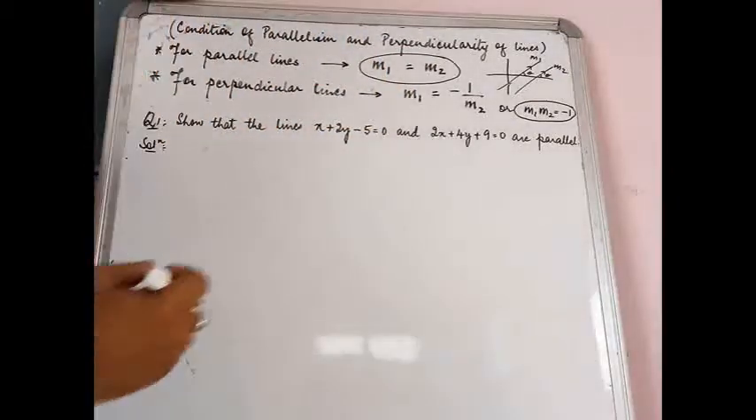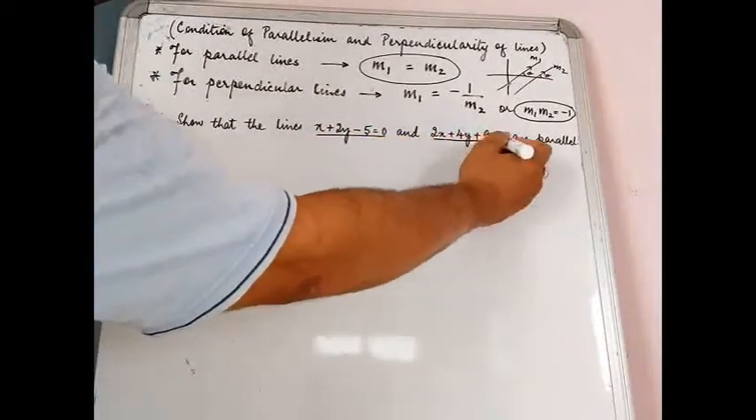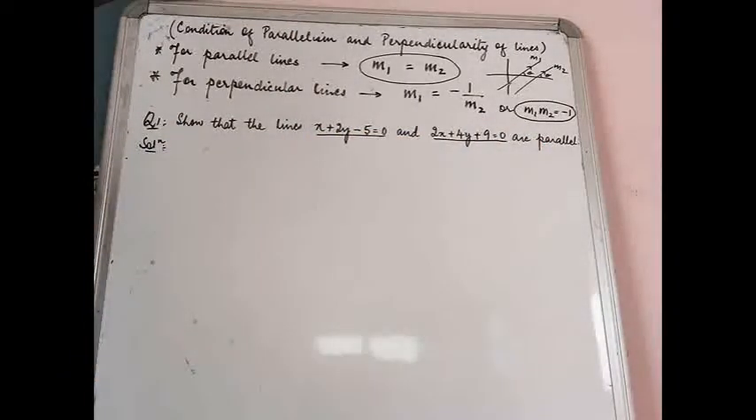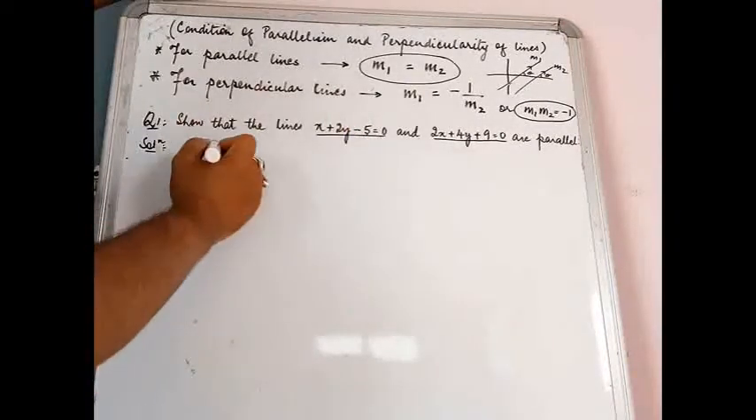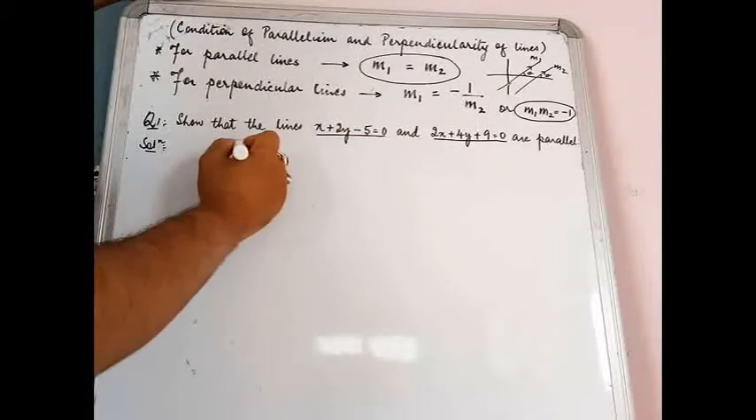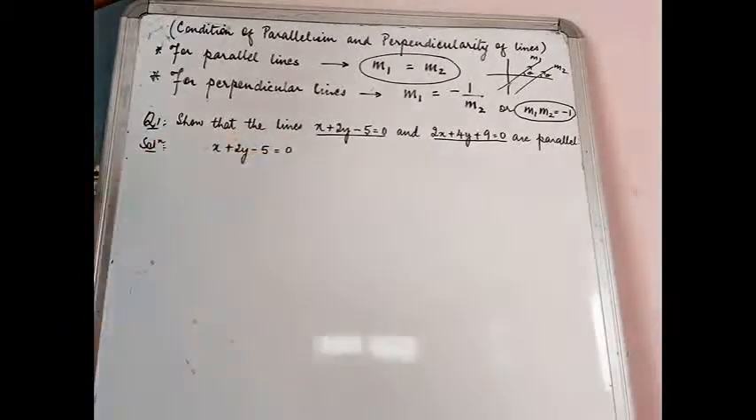First of all, the very first thing that we will have to do is, in this line and in this line, find their slopes. If their slopes are coming equal, then that means they are parallel. So let us take the first line first. We have x plus 2y minus 5 is equal to 0.